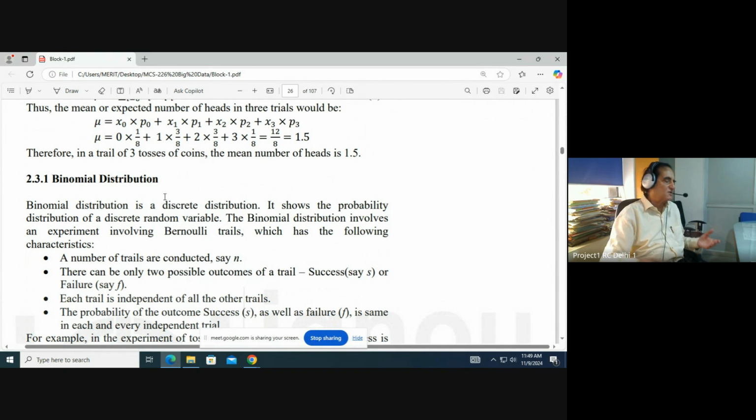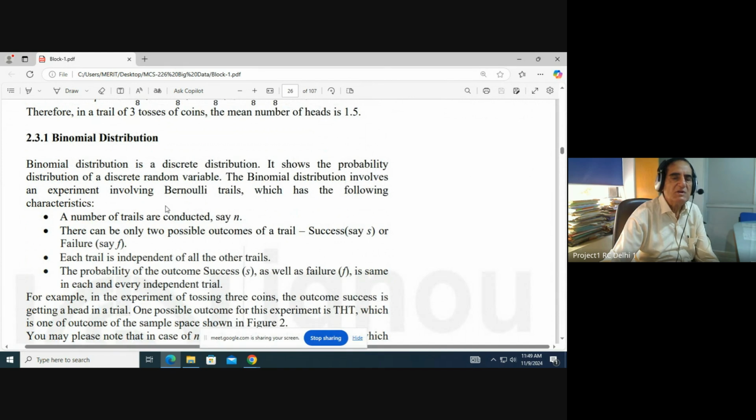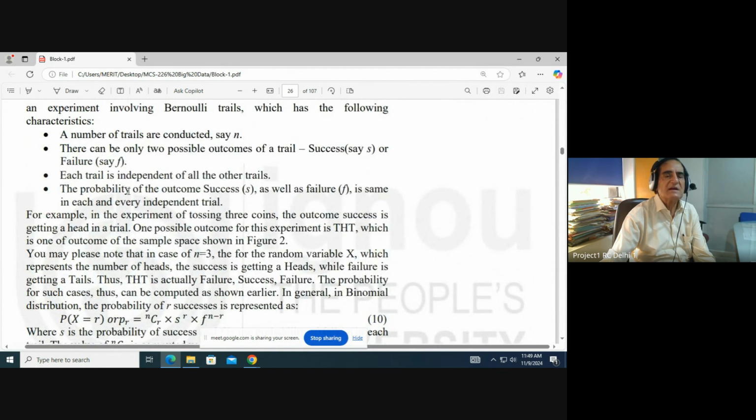Now binomial distribution, a discrete distribution, shows the probability distribution of a discrete random variable. The binomial distribution involves an experiment involving Bernoulli trials, which has the following: a number of trials are conducted, say n. There can be only two possible outcomes of trials, successful or unsuccessful. Each trial is independent of all others. The probability of the outcome, success as well as failure, is the same.